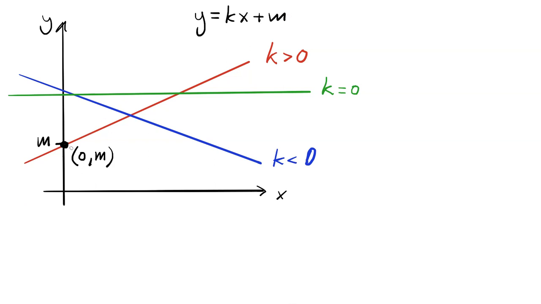So m is the value where it crosses the y-axis, and this is the slope. So a straight line is dependent here. The linear function is dependent on two numbers: where it crosses the y-axis and what slope it has. If we know these two numbers, we know all we know about the linear function.